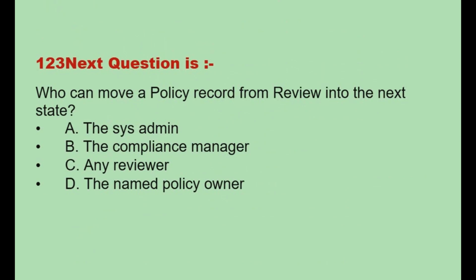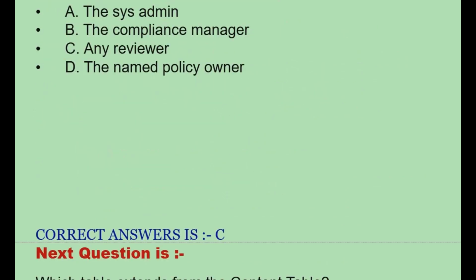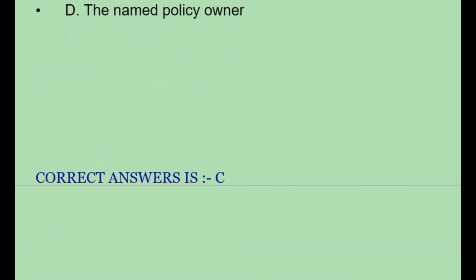Question is, who can move a policy record from review into the next state? Option A, the sysadmin. Option B, the compliance manager. Option C, any reviewer. Option D, the named policy owner. Correct answer is option C.